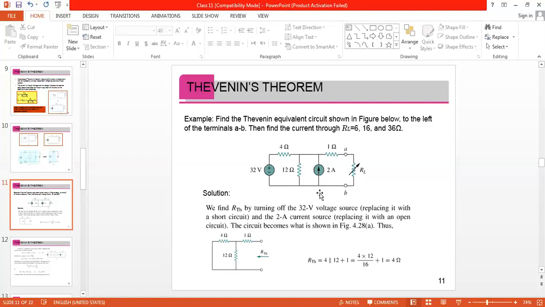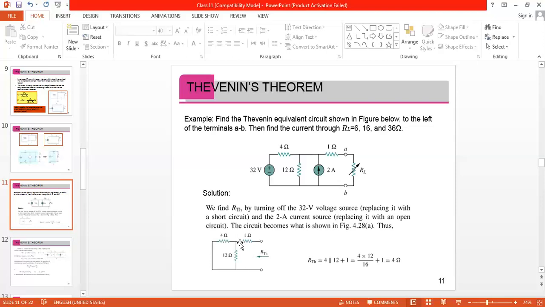First we have to find the Thevenin resistance. To find the Thevenin resistance, we have to convert all the current sources into an open circuit and all the voltage sources into a short circuit. From terminals A and B, we have to look into the circuit from this angle and convert all the current sources into open circuits. If we convert this into an open circuit, when the current passes from here, it won't pass from here because this is an open circuit. It will just go here.